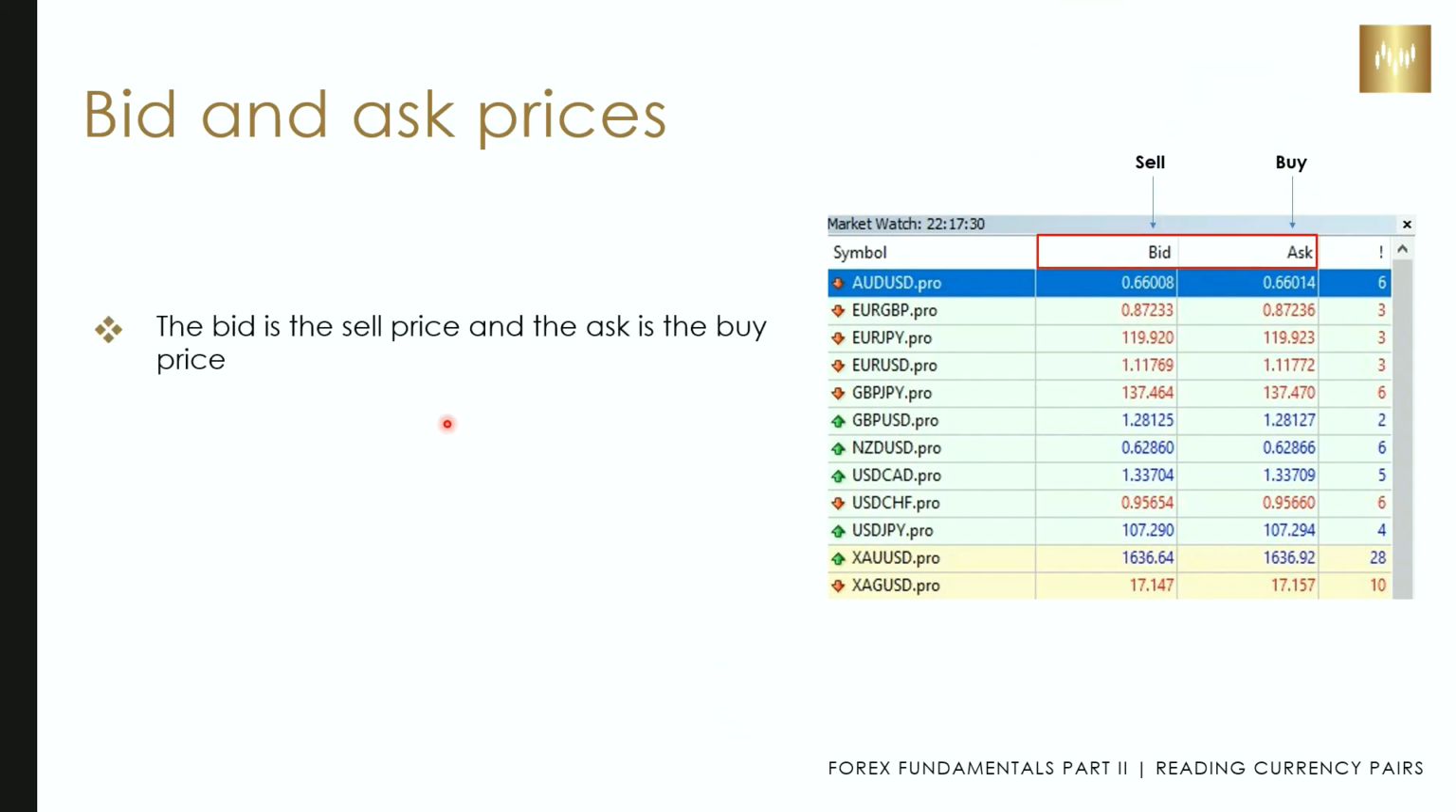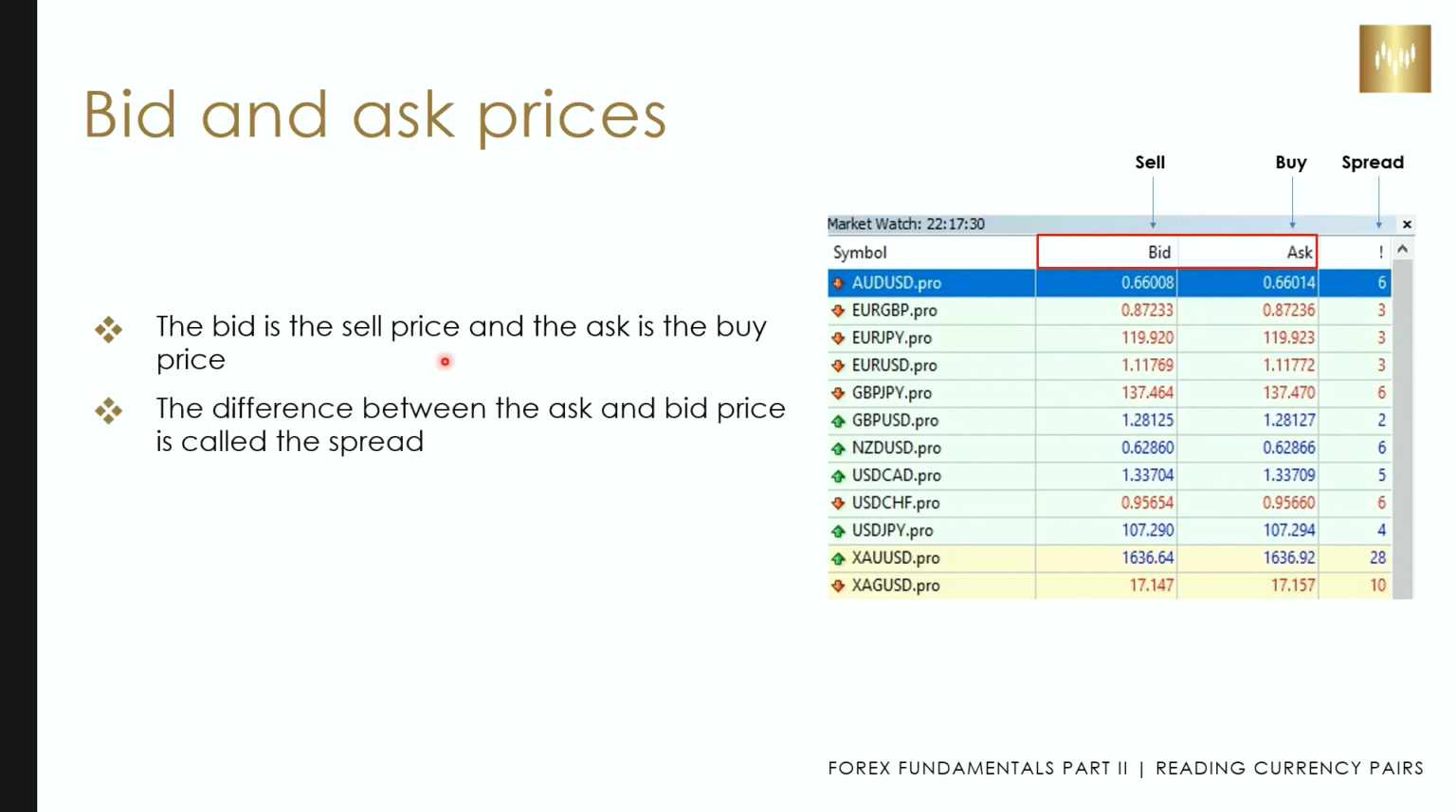The bid is the sell price and the ask is the buy price. All right, just so you do not get confused, bid is the sell, ask is the buy. The difference between the ask and the bid price is called the spread. So we can see here Aussie US 0.66014 minus 0.66008 gives us a spread of 0.6.